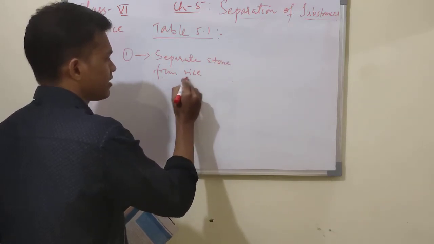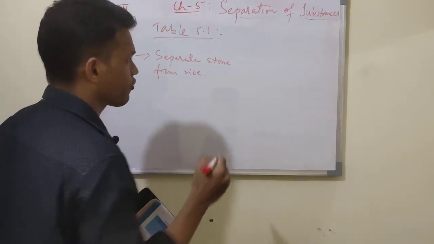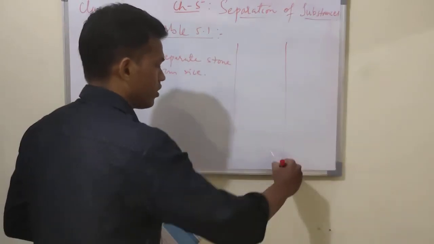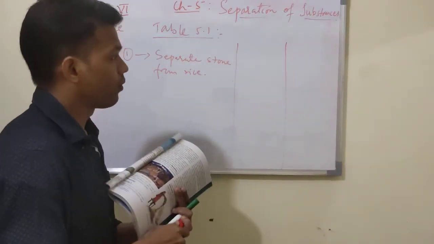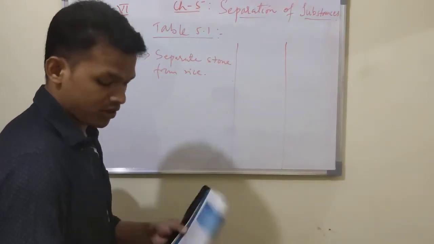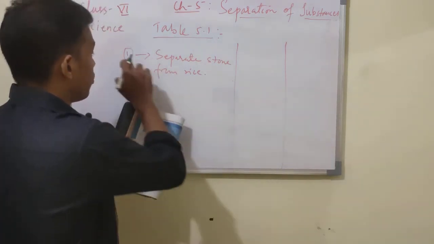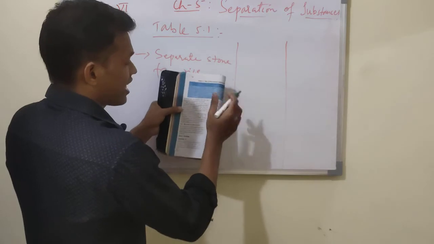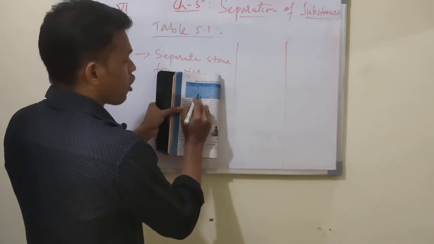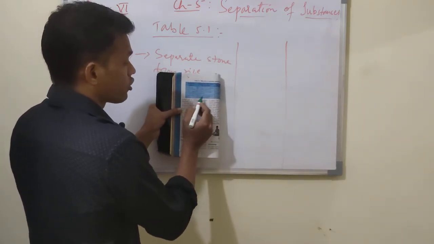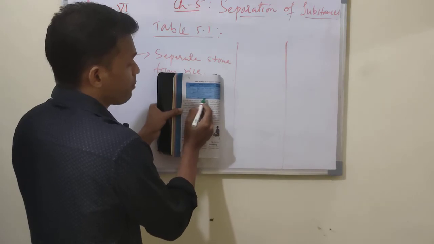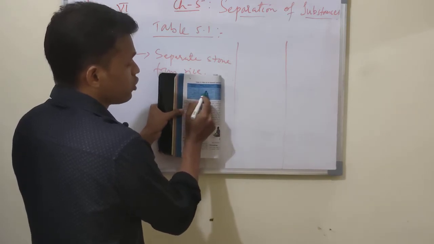Separate stone from rice. Here 2 columns are given. But which one is correct here? The second one is to remove non-useful components, or you can say to remove impurities or harmful components. The first is to separate 2 different but useful components.